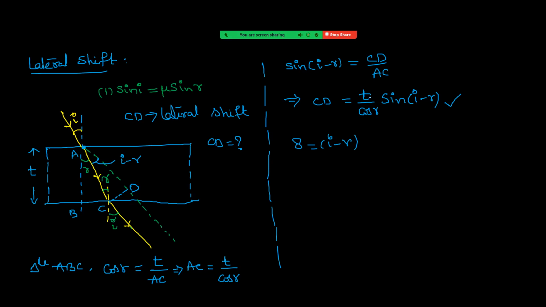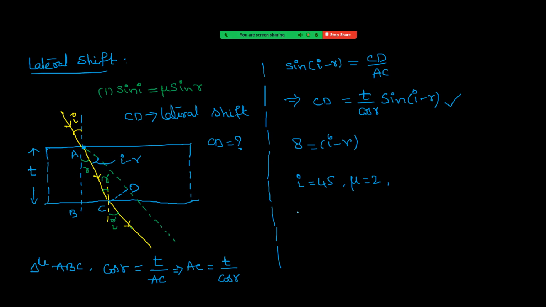Now in our problem, thickness T value is given and mu value is given. So since mu value is given, we can find all the remaining values. See carefully what we want. Mu value given, thickness given, right? And angle of incidence is 45. Mu value is given as 2.